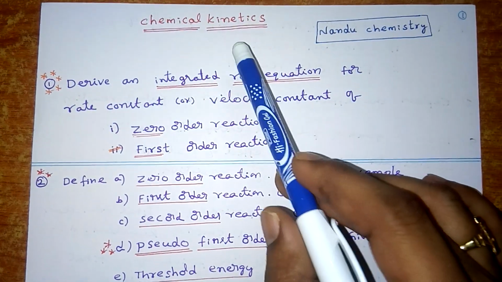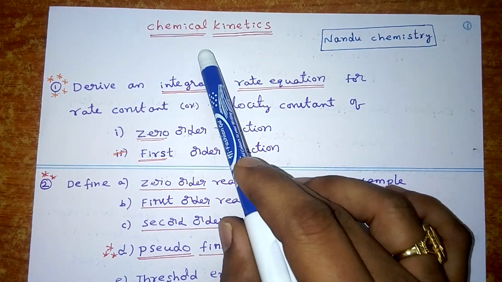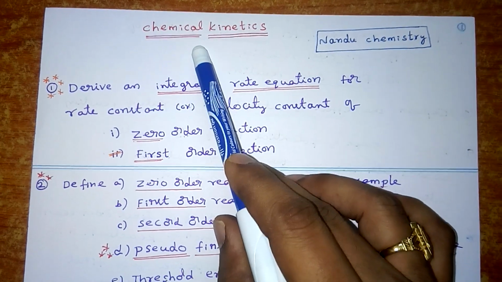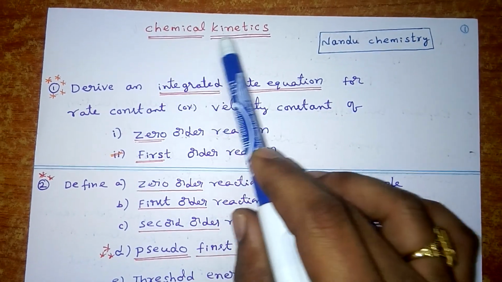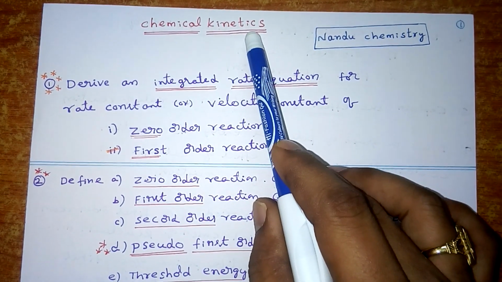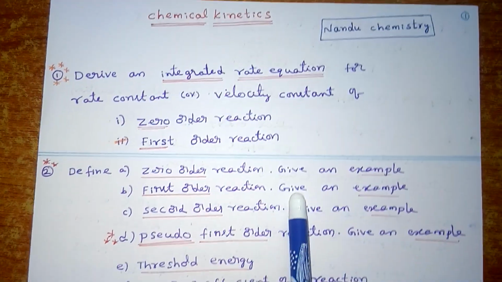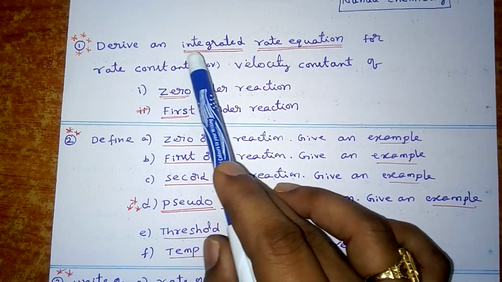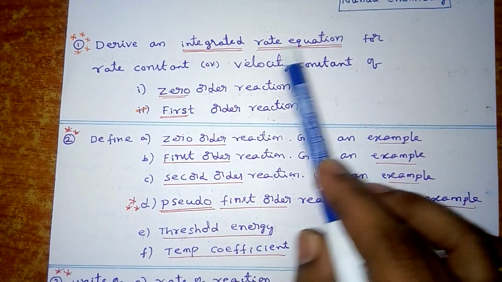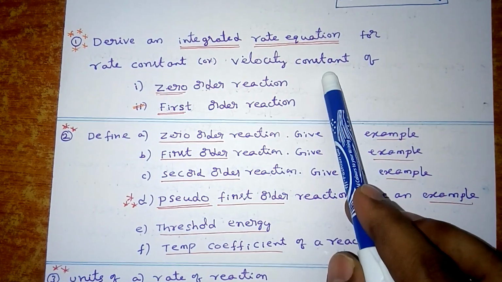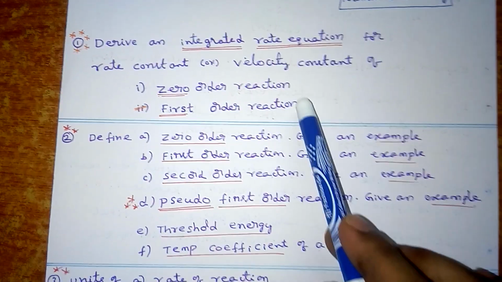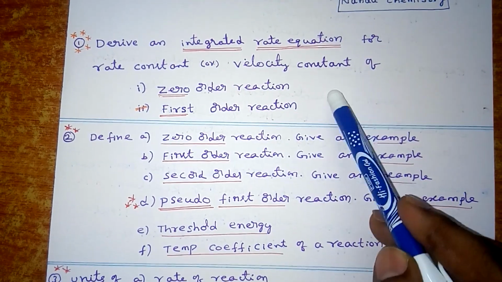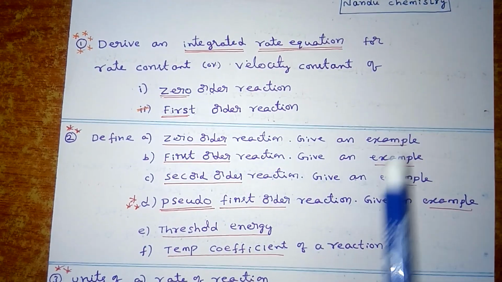Hi students, today I am going to discuss some important questions and previous year's questions in the Chemical Kinetics chapter for PU board students, Karnataka. First important, this is a very important question: derive the integrated rate equation for the rate constant or velocity constant of zero order reaction and first order reaction. Practice this question many times, very important.